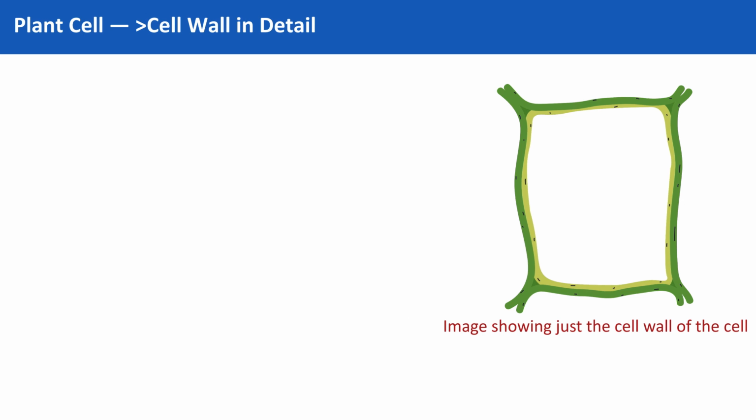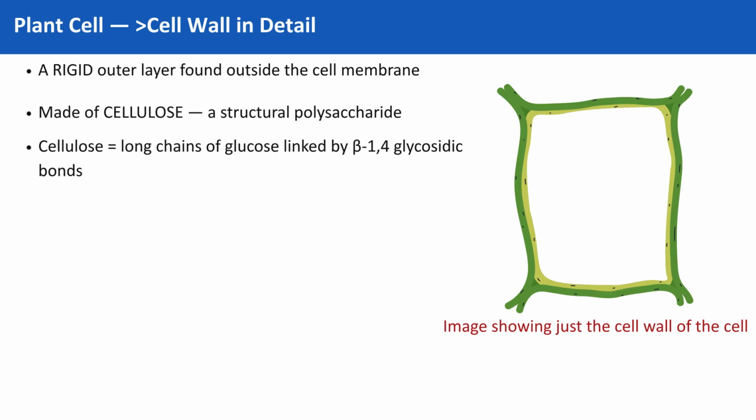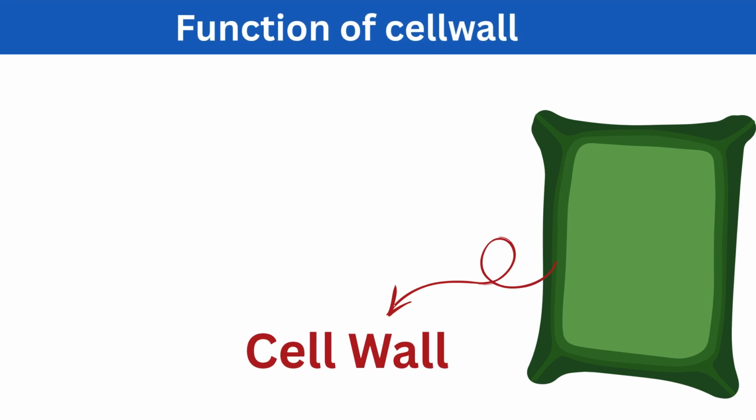Now let's talk about the structure of the cell wall. So the cell wall is made up of cellulose, which is a structural polysaccharide. Cellulose is formed from long chains of glucose molecules linked by beta-1,4 glycosidic bonds. The fibers are arranged in a crisscross pattern, making the structure extremely strong. And because of this design, the plant cell is tough, supportive, and freely permeable, which allows water and most substances to pass through easily.